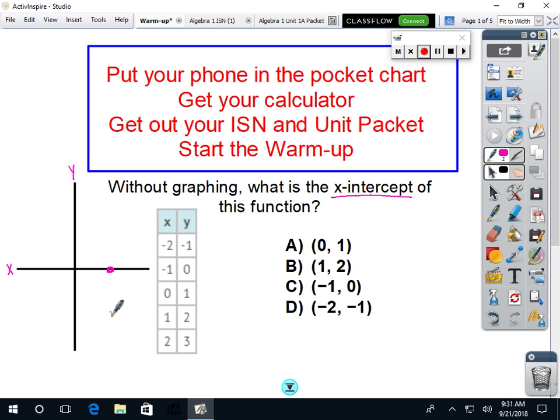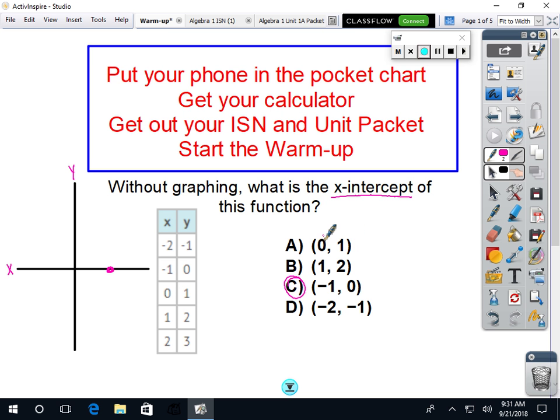So what would its y value have to be? 0. Okay, an x-intercept always will have a y value of 0. That's why it's still sitting on the x, because it went nowhere on the y, so that would be C. So a y-intercept would always have what? A 0 in the x place. So for this one, the y-intercept would have been, right, A, 0, 1. Okay?